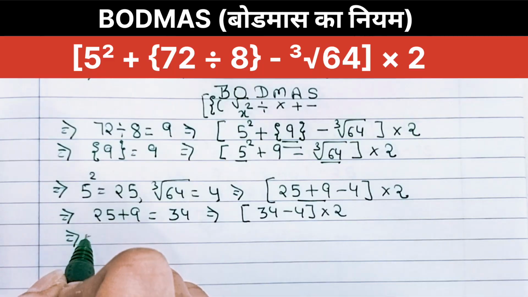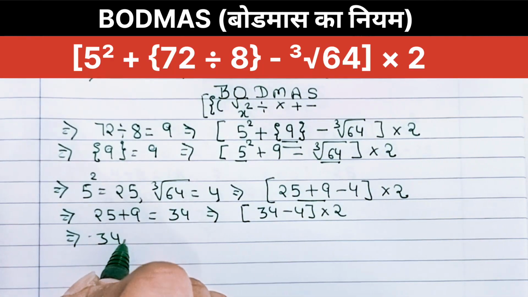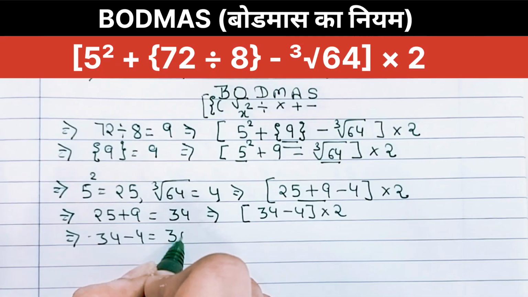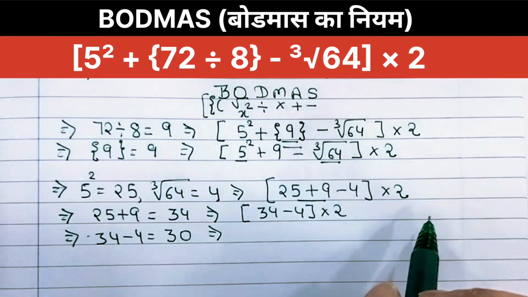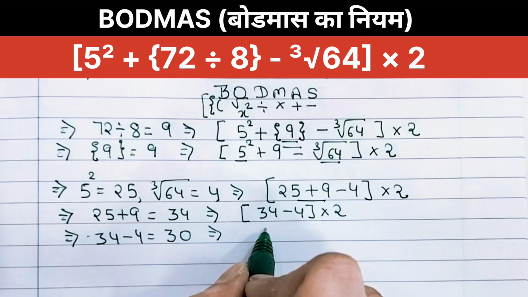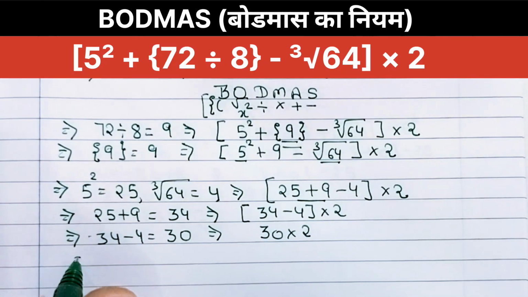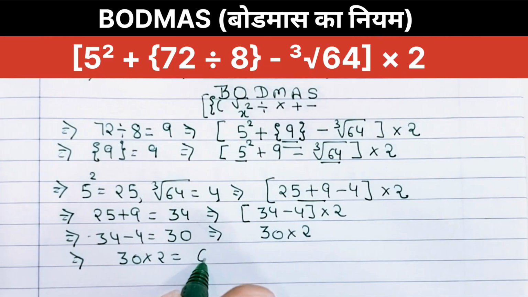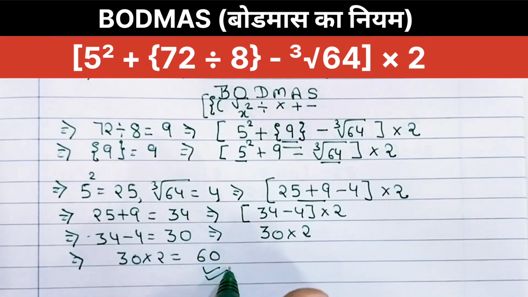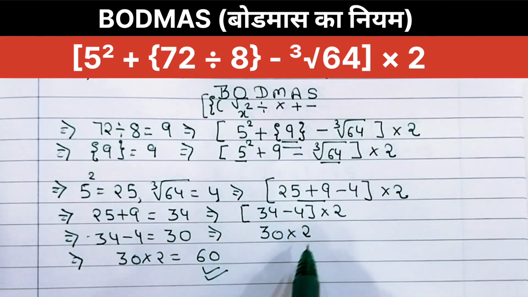Move to the next step: solve the subtraction to clear the square brackets. Now 34 minus 4 equals 30. According to this step, this completes the final operation inside the bracket, allowing us to remove it entirely. And now the current expression becomes 30 multiplied by 2. Now finally multiply 30 by 2 to get 60 as the final result. According to this step, this is the last remaining arithmetic operation outside the bracket.